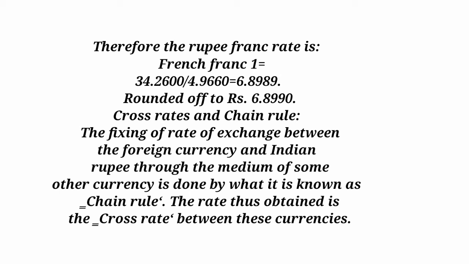Cross rate and chain rule. The fixing of the rate of exchange between a foreign currency and the Indian rupee through the medium of some other currency is done by what is known as the chain rule. The rate thus obtained is the cross rate between these currencies.